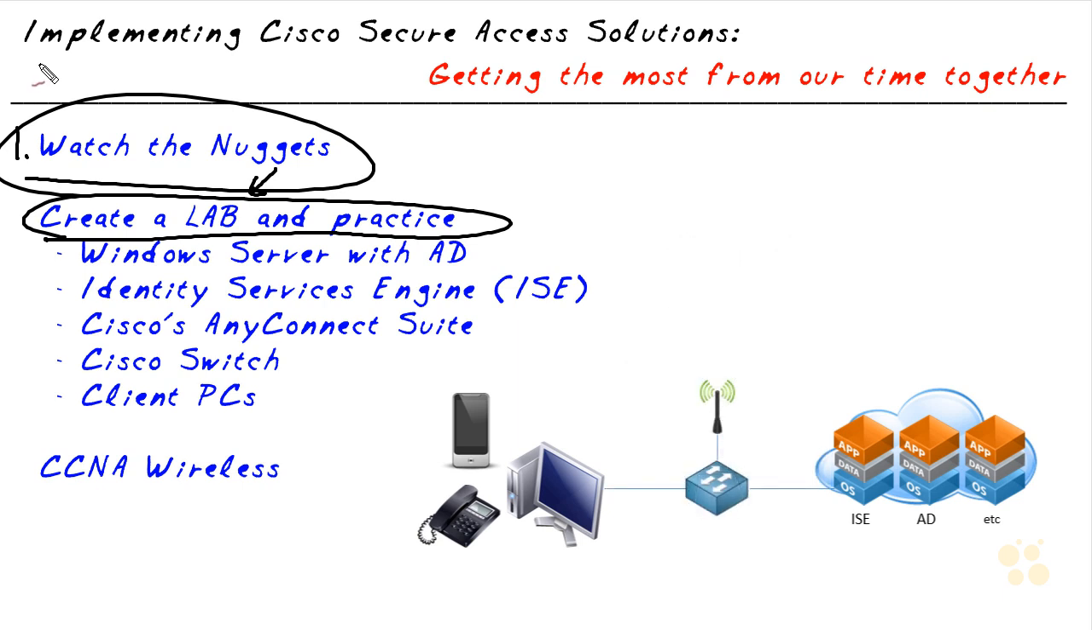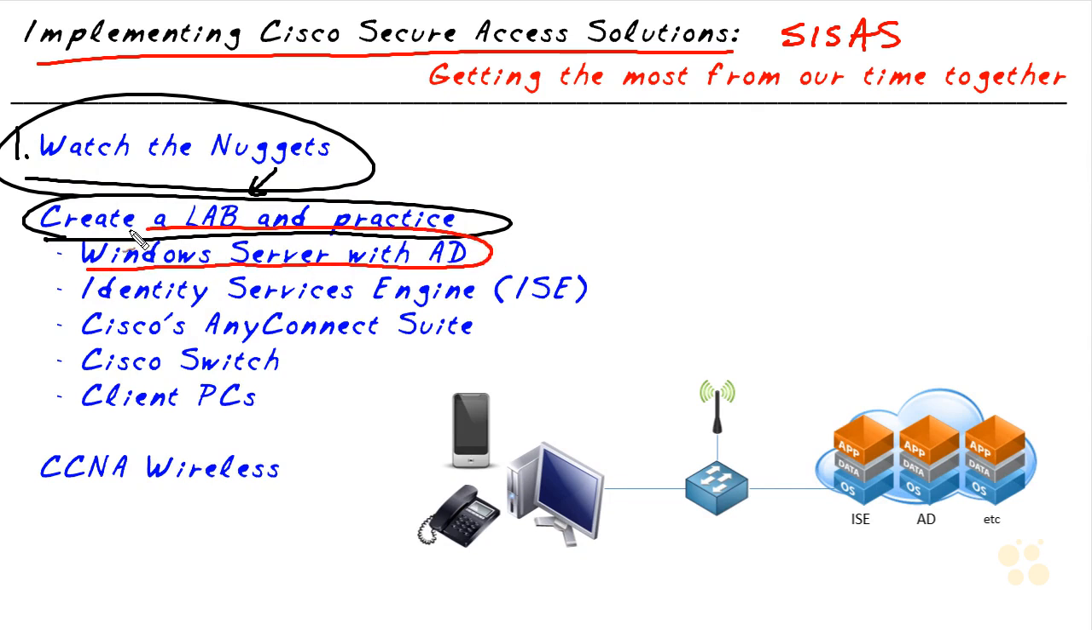So for this course, implementing Cisco Secure Access Solutions, or affectionately called SISAS, in putting a lab together, you're going to want to have a copy of some flavor of Windows Server with Active Directory, because we can use Active Directory as a centralized repository for user accounts and group membership in implementing our access control on our networks. You're going to want to have a copy of ISE, the Identity Services Engine. And they do have evaluation copies of ISE as well.